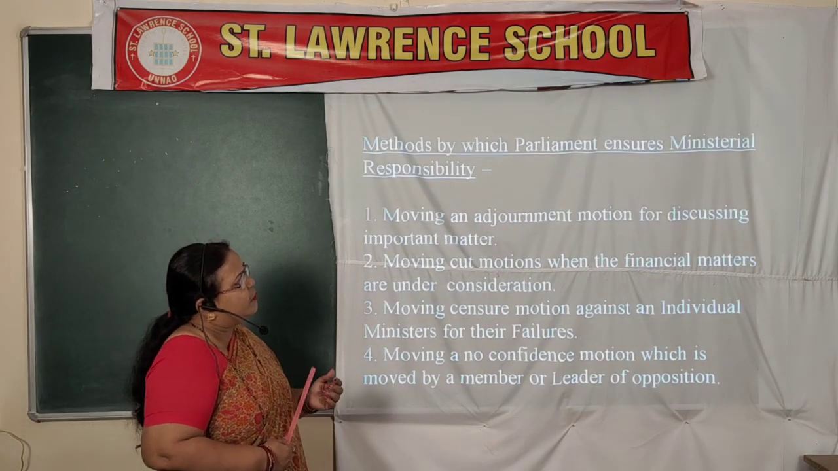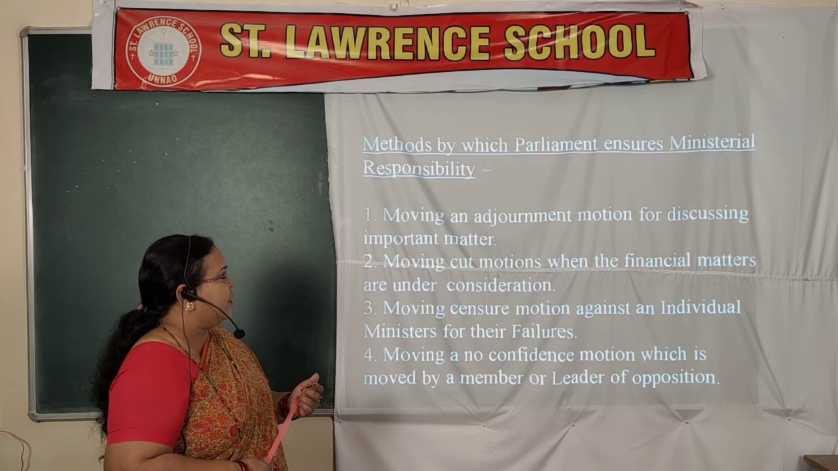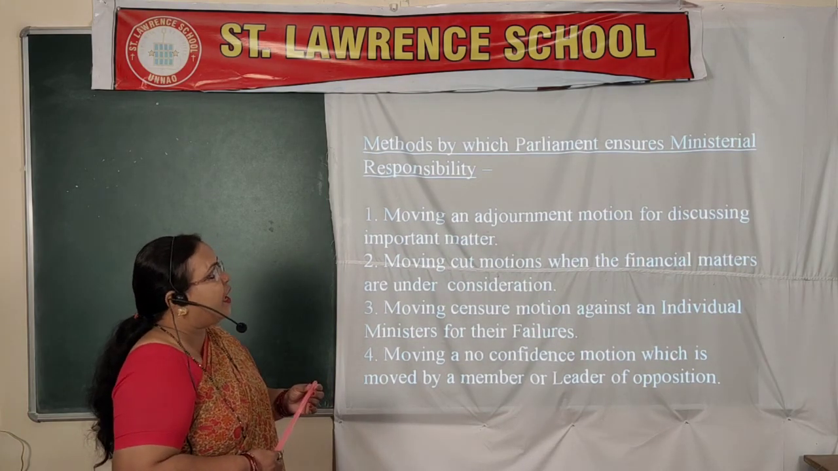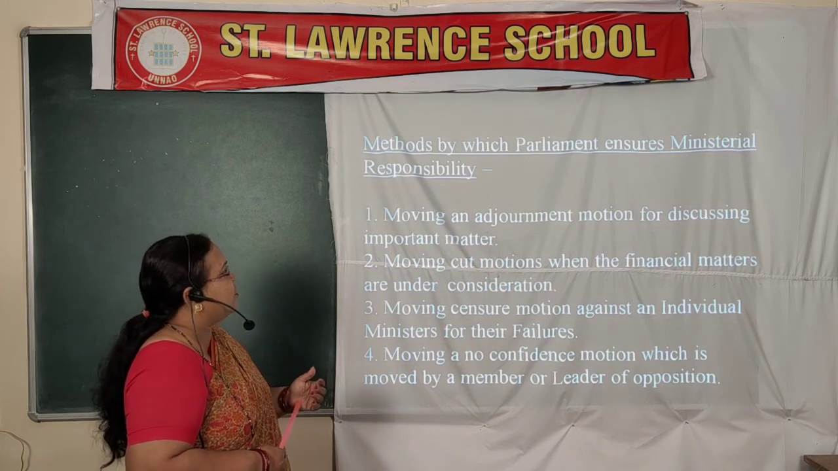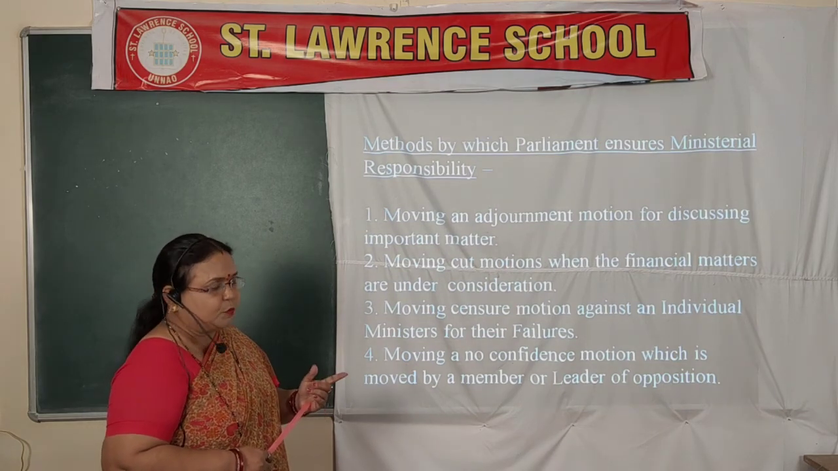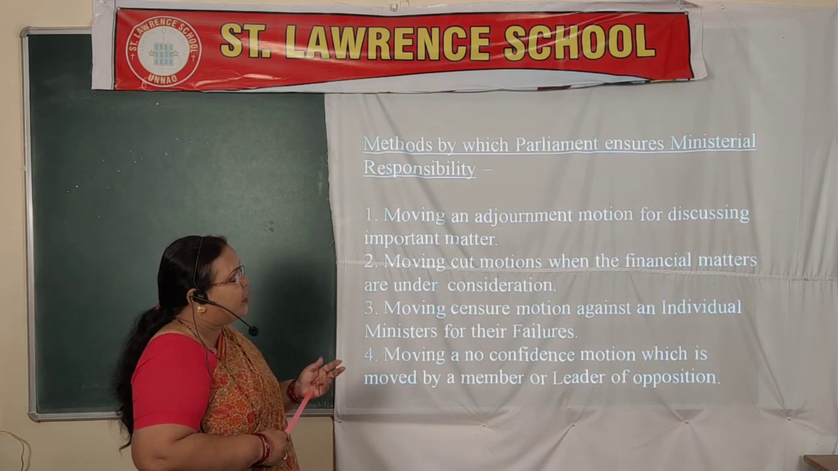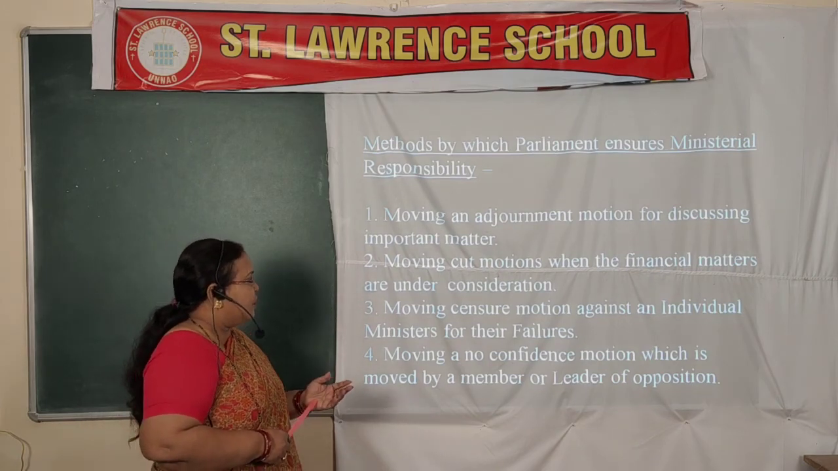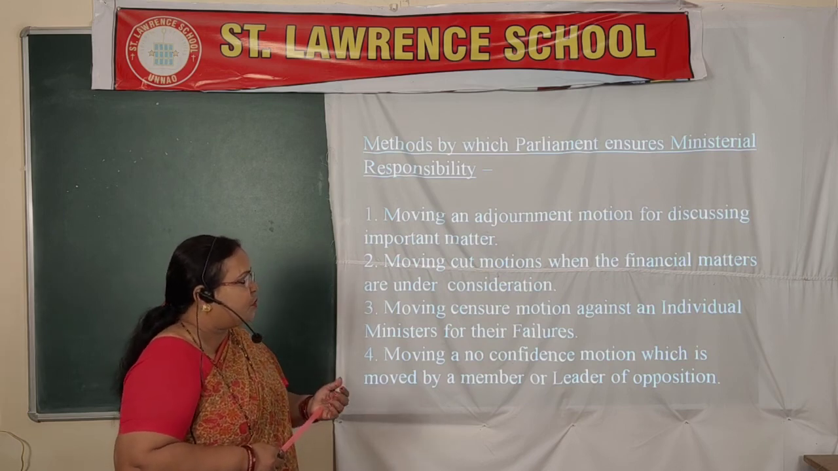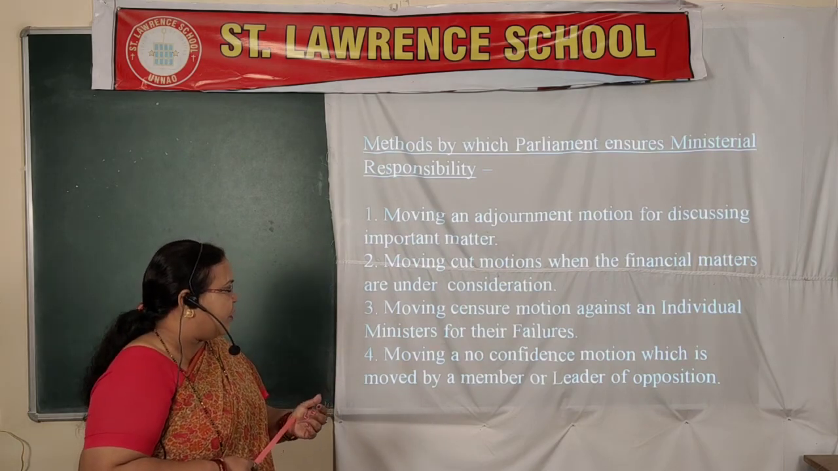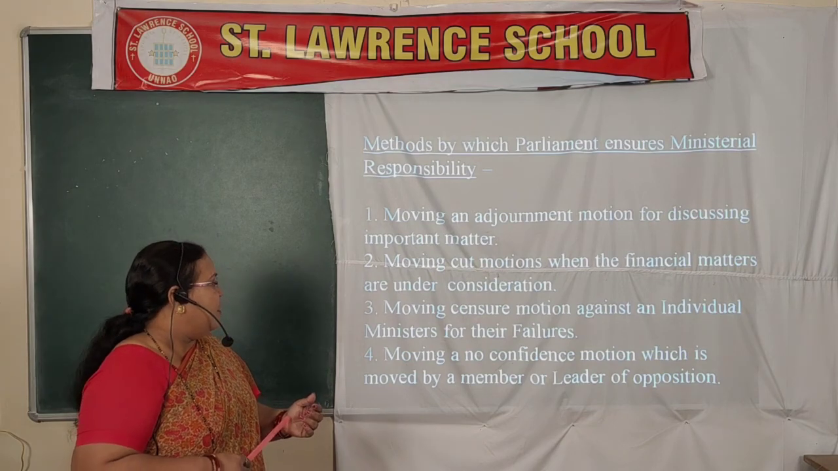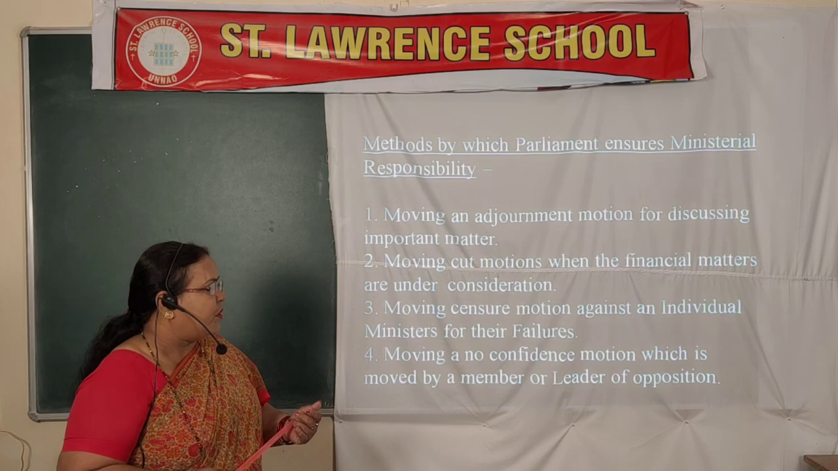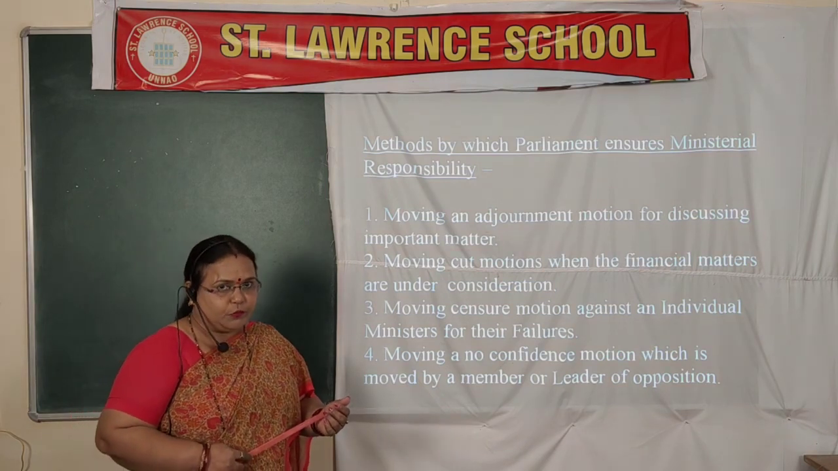Methods by which Parliament ensures ministerial responsibility. Now there are different methods. We will see here moving an adjournment motion for discussing important matters. First point. Second, moving cut motions when the financial matters are under consideration. Third, moving a censure motion against individual ministers for their failures. Fourth, moving a no confidence motion, which is moved by a member or leader of the opposition.